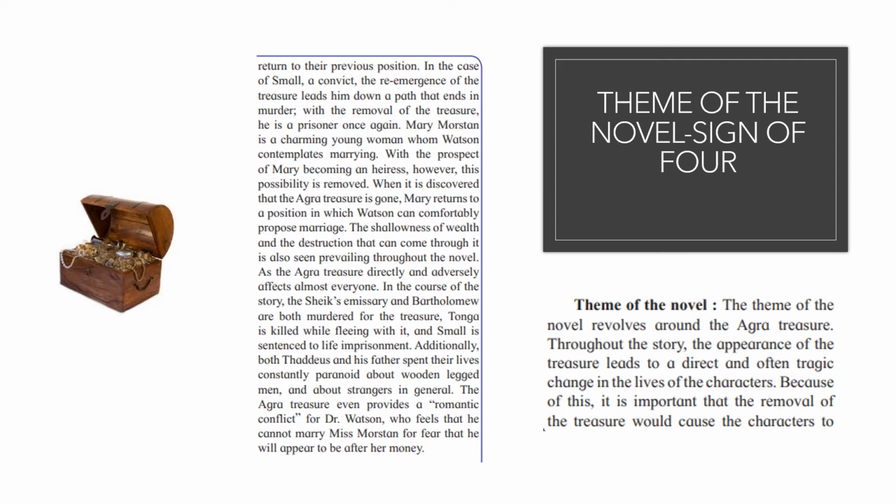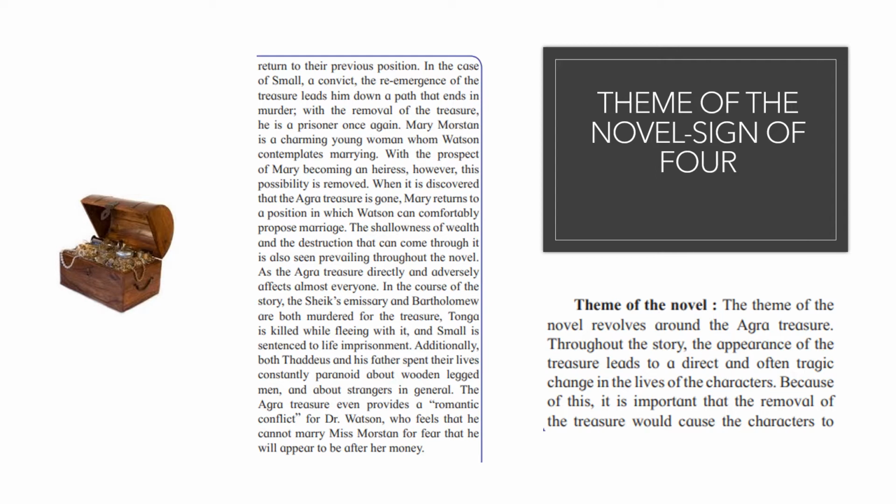Mary Morstan is a charming young woman whom Watson contemplates marrying. However, when it was discovered that the Agra treasure is gone, Mary returns to a position in which Watson can comfortably propose marriage. The shallowness of wealth and the destruction that can come through it is also seen prevailing throughout the novel. As the Agra treasure directly and adversely affects almost everyone in the course of the story, the sheikh's ambassador and Bartholomew are both murdered for the treasure. Tonga is killed while fleeing with it, and Small is sentenced to life imprisonment.